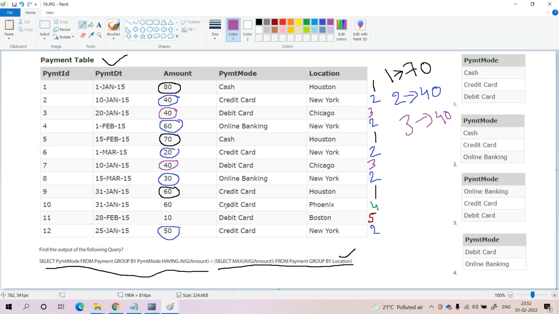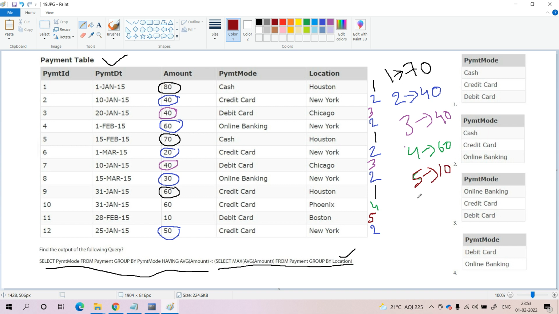Next, what about the fourth group? In the fourth group only one element is available, and that is the average amount. So for the fourth group we are getting 60. And what about the fifth group? In the fifth group only one element is available, so the average amount is 10.